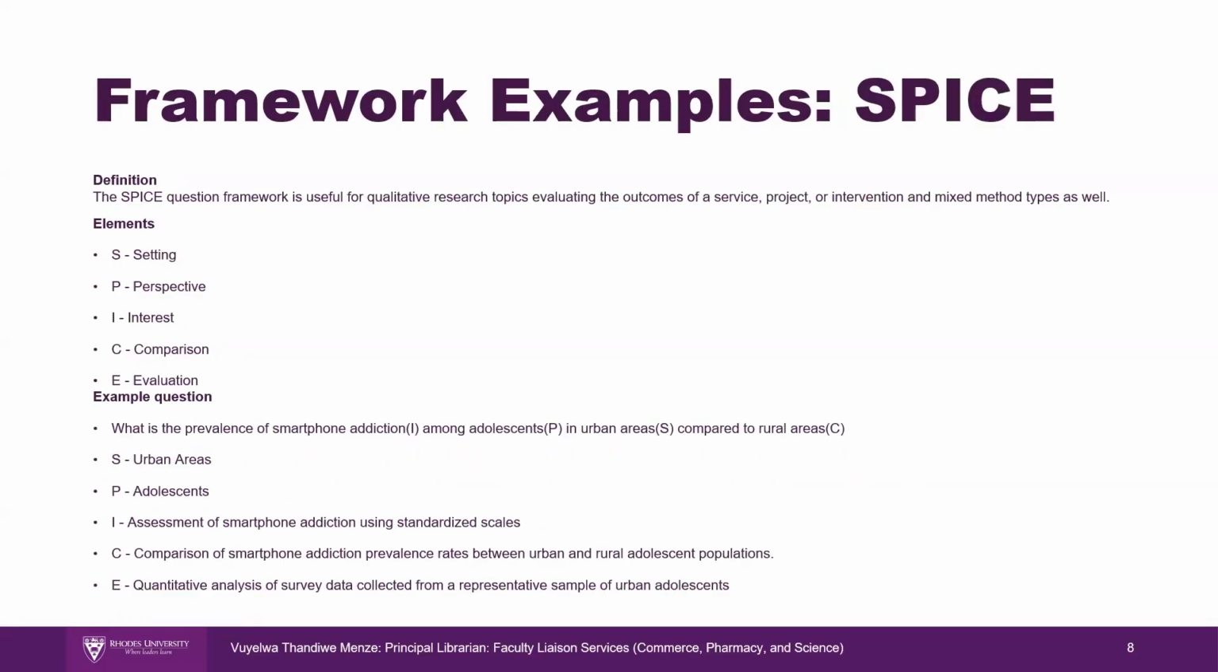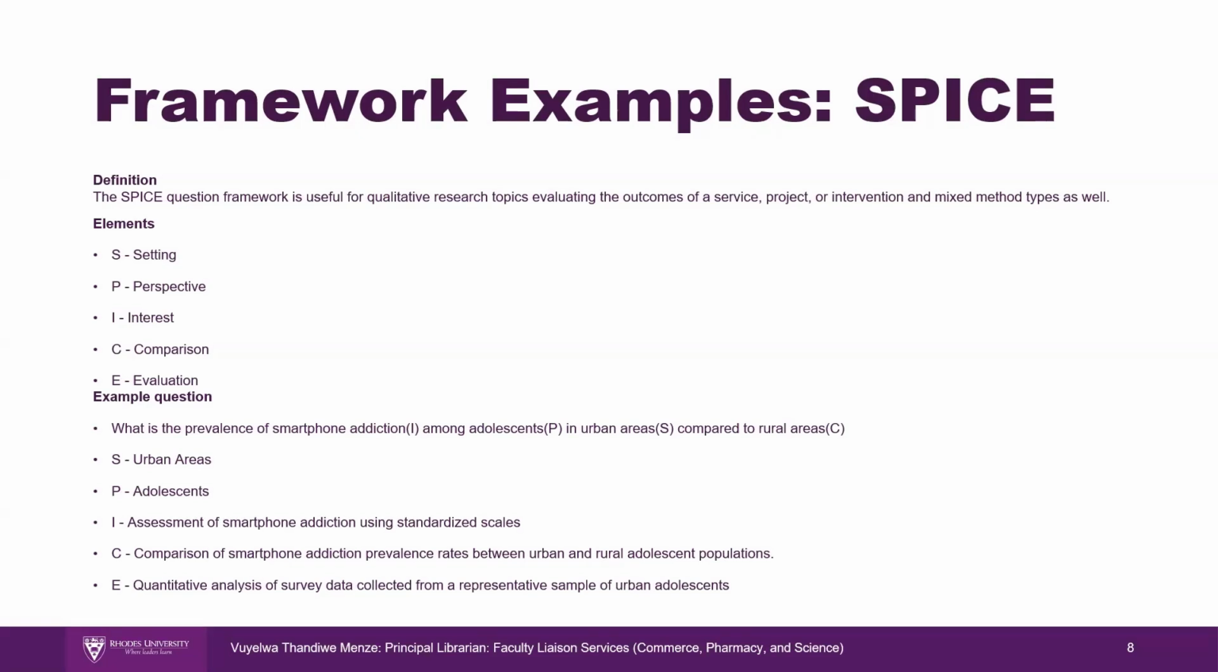The next framework example is the SPICE method. The SPICE question framework is useful for qualitative research topics, evaluating the outcomes of a service, project, or intervention, and mixed method types as well. The elements of the SPICE framework: the S denotes setting, the P denotes perspective, and the I denotes interest. The C denotes comparison, and E denotes evaluation.